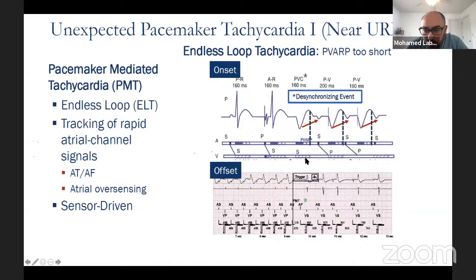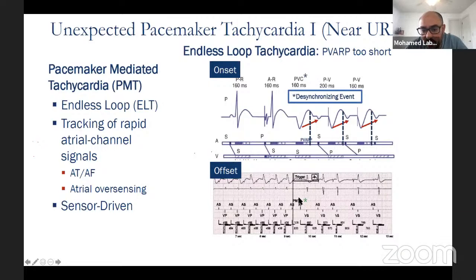We talked about the PVARP. So you tell the device, okay, I want you to increase the post-ventricular atrial refractory period, so you don't see these retrograde P waves and don't act upon it. So I just want you to ignore this retrograde P wave. So this is a device that has that feature of picking up PMT, or endless loop tachycardia. It's sensing, this is basically a PVC that happened at some point here, and the device is sensing a retrograde P wave. It keeps pacing, retrograde P wave, it's pacing, and so forth.